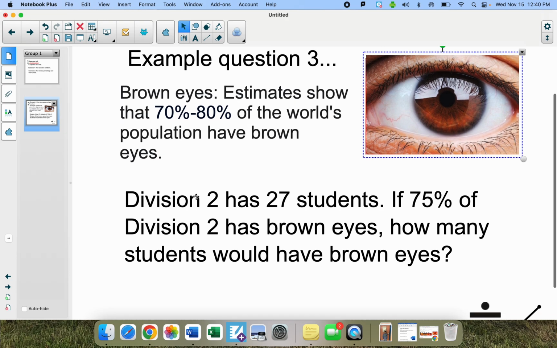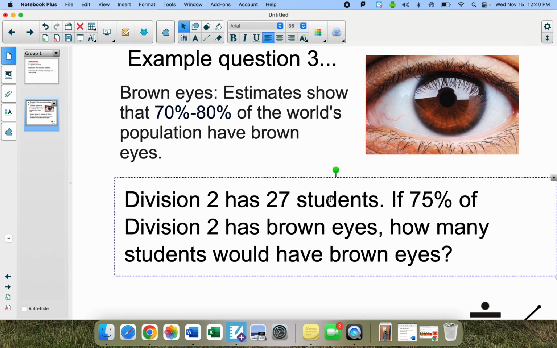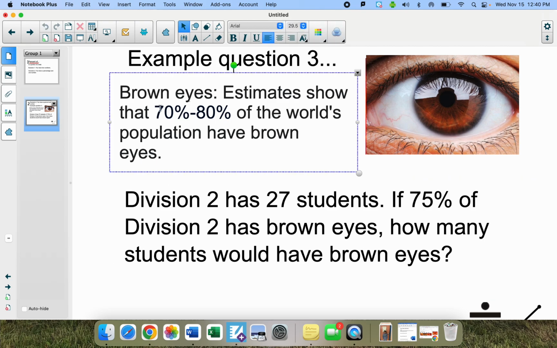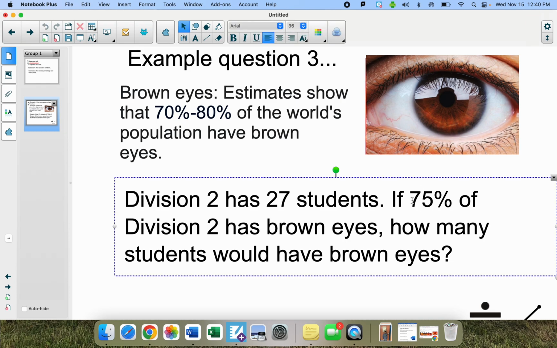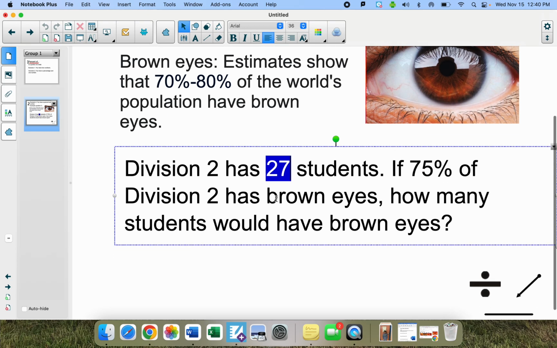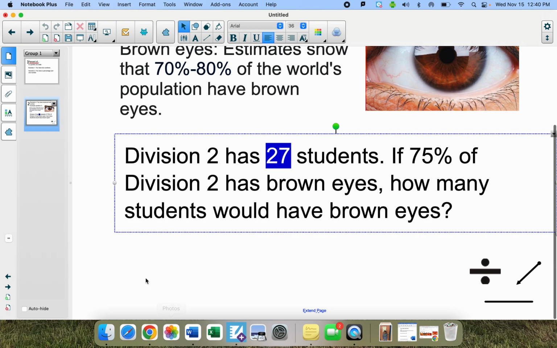So we'll just take a look at this. Division 2 has 27 students. I just split the difference between 70 and 80%, that's what it says online, and picked a number in the middle. If 75% of Division 2 has brown eyes, how many students would have brown eyes? So in this question, it gave me a percent, and I have a number of students. So I have a percent of a total.